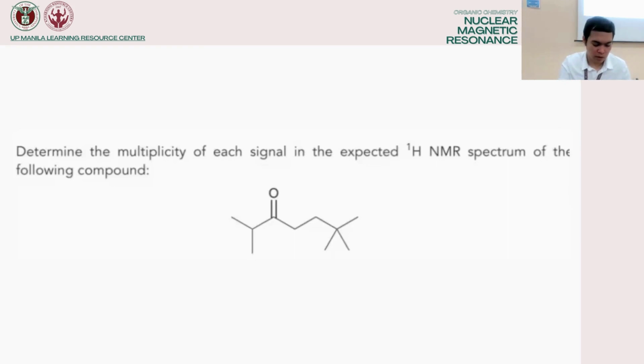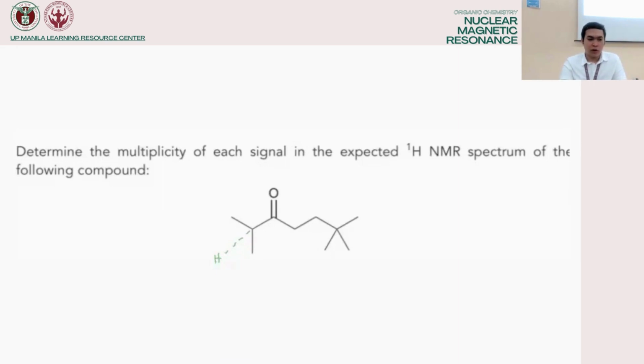Sa mga nahihirapan, no? Ang unang gagawin dyan, you have to label all the hydrogens. No? And then group them. O, ayan. Okay, lagi nyo tatandaan na merong lone hydrogen dito, kasi dalawa lang yung methyl mo. Okay, tapos na ang 1 minute. Let's try to answer, no?